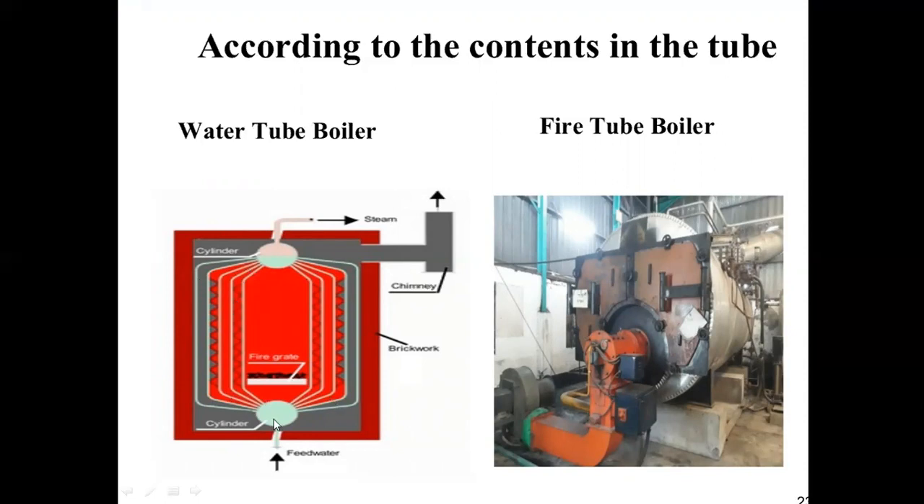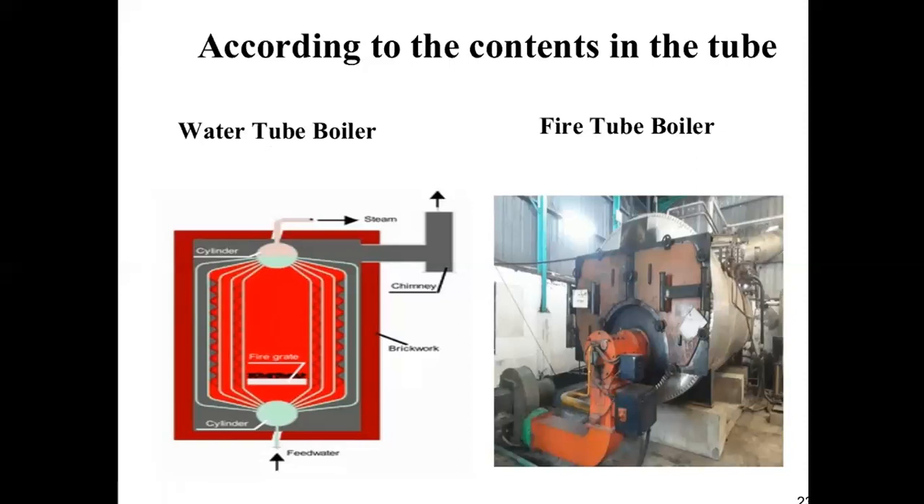From the cylinder, the water passes through the tubes, and at the end it again connects to a cylinder. Within the tubes, the water flows. It is surrounded by the red color, which shows the hot gases. Since the tubes are surrounded by hot gases, it is called a water tube boiler. Here the red color shows the hot gases which come from the furnace.